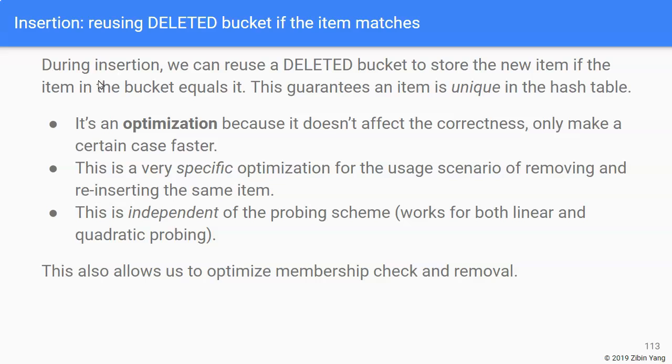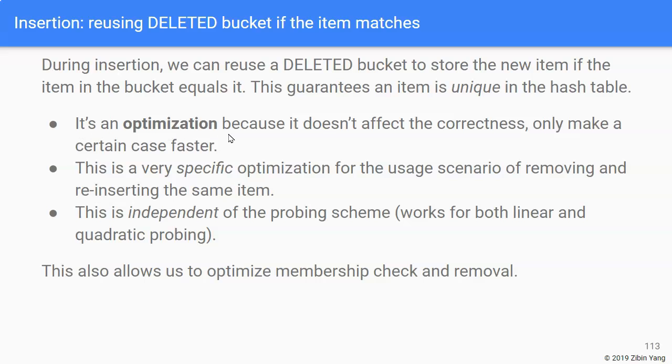So the rule, as it turns out, is that during insertion, we can use a deleted bucket to store the new item, but only if the item that's already in the bucket equals the new item that we're trying to insert. By following this rule, we'll guarantee that an item is always unique in the hash table. There's never duplicates.